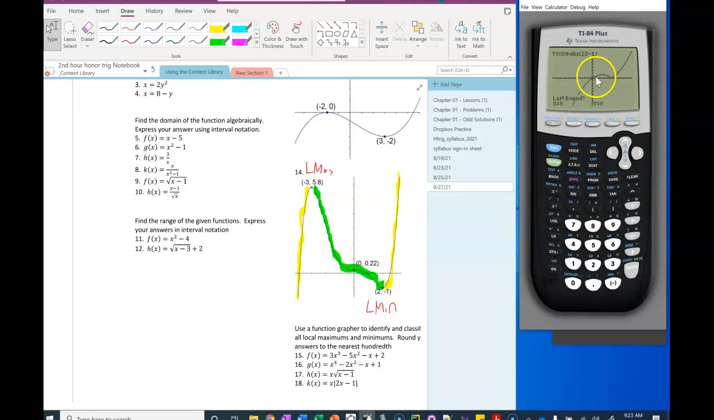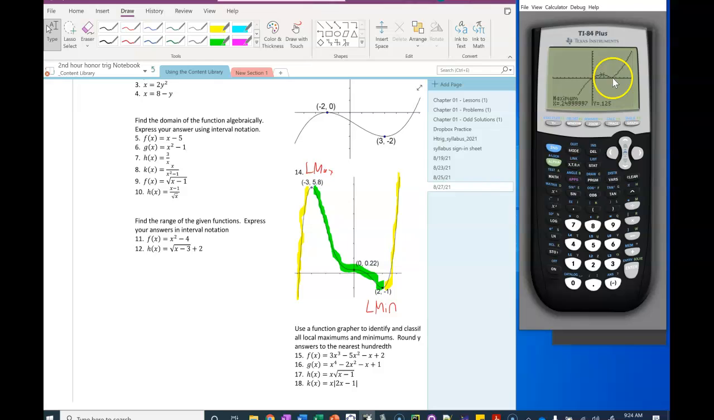First it asks me for a left bound, so anywhere over here is okay. That's where my cursor's at already, so I'll just press enter. Right bound would be somewhere over here, so I'll move my cursor over there. That looks good. Press enter. Guess doesn't matter. So that looks like 0.25 and then comma 0.13.